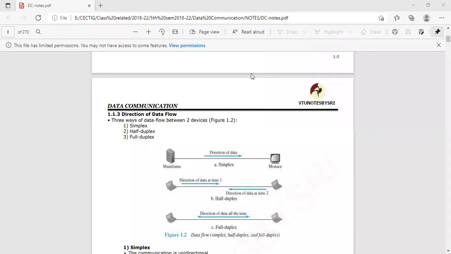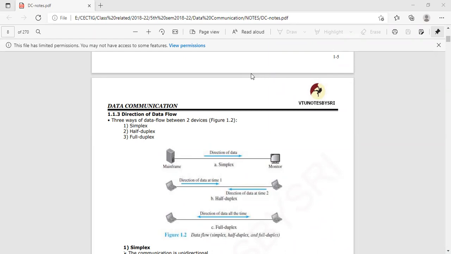So in full duplex, the transmission can happen from device 1 to device 2 and vice versa at the same time. But in half duplex, there is a constraint: while device 1 is sharing some data, device 2 will not be allowed to share. After completion of device 1 sharing its data, then device 2 is allowed to share its data.